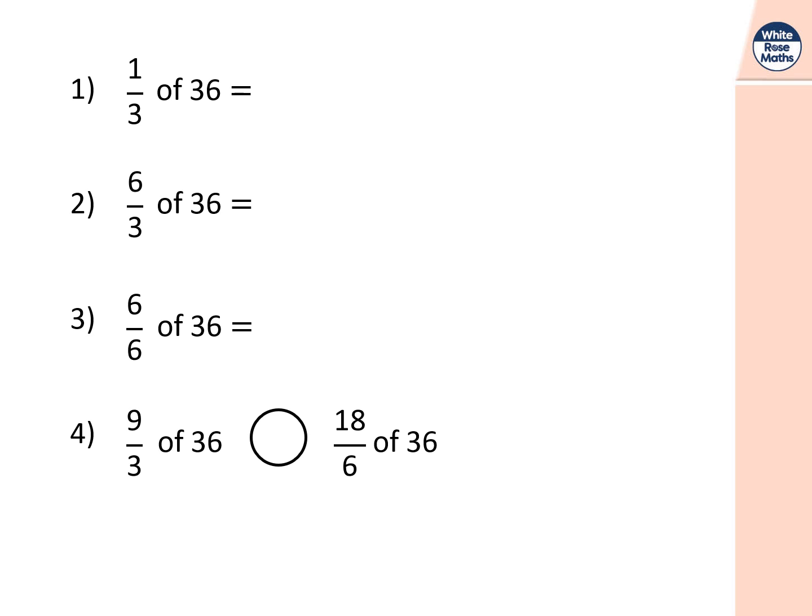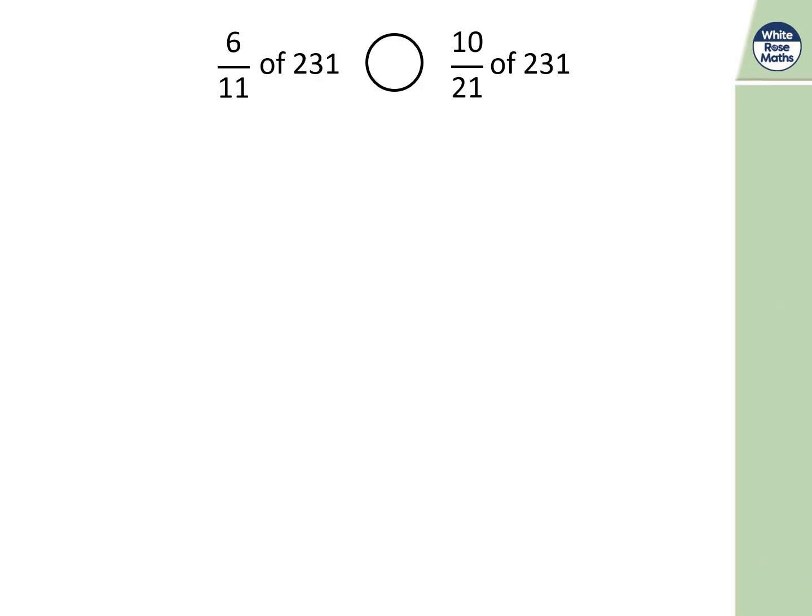So here are the White Rose Maths answers. 12, 72, and we've got an equal sign. Now, here we are looking at whether these two things are equal, smaller than or bigger than.